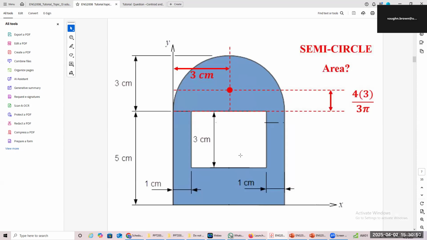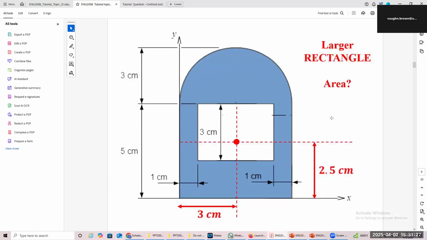Let me just recap here. So we found this little distance around here, which is 4r upon 3 pi. From that distance, we're able to add that distance to 5, right? So for this semicircle, that's y bar, but x bar was 3. So your y was 5 plus that distance, 4r upon 3 pi. So that was your y bar. And then your x is 3. So we're all right with that.